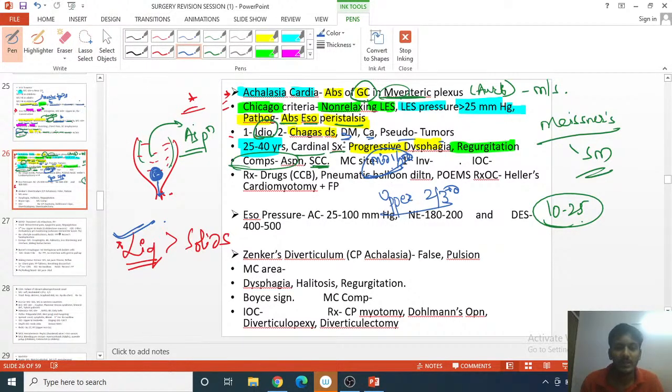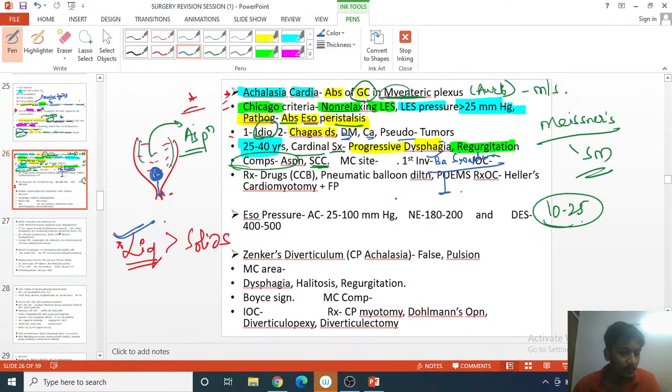Please remember. First investigation that you will perform in achalasia is, anybody? The first investigation you perform in achalasia cardia is, yes, X-ray, but not X-ray alone. It is your barium swallow X-ray. Please remember, because we need to perform an X-ray anytime, so better we perform a barium swallow X-ray. So the first investigation of achalasia is your barium swallow X-ray.